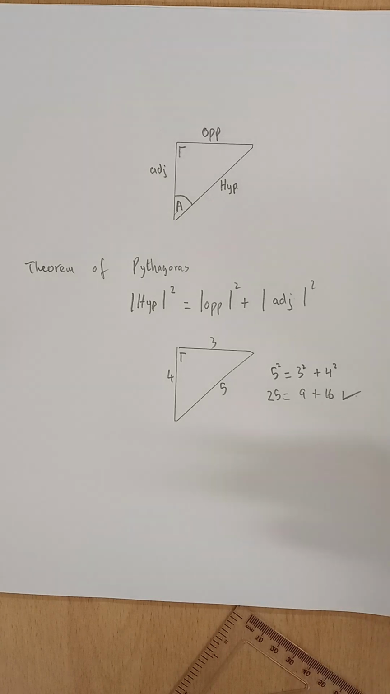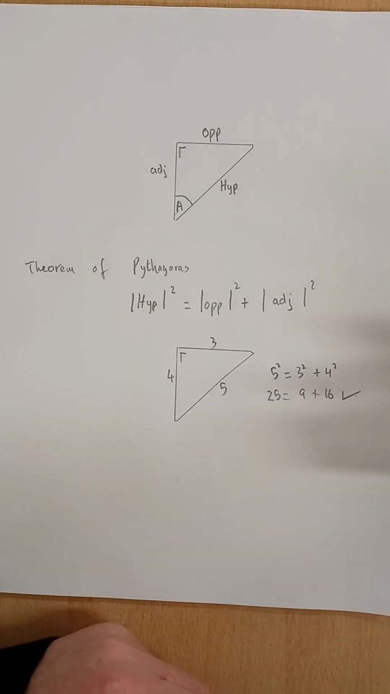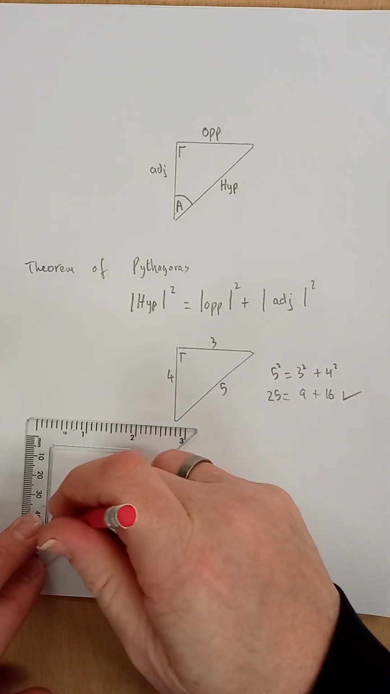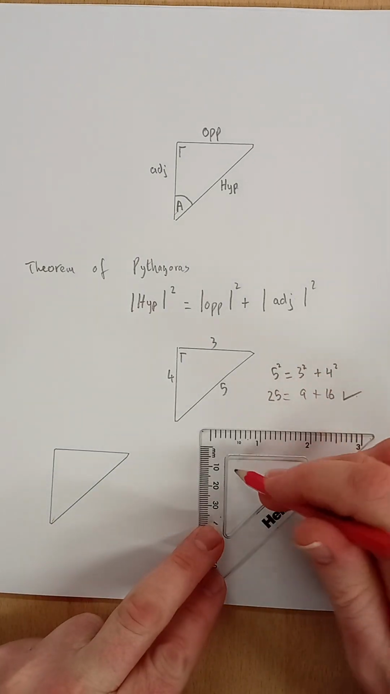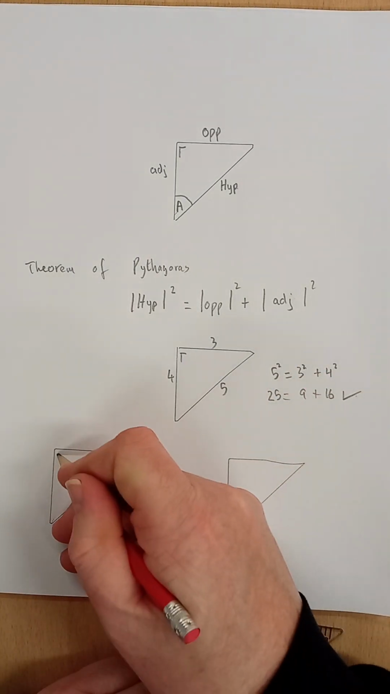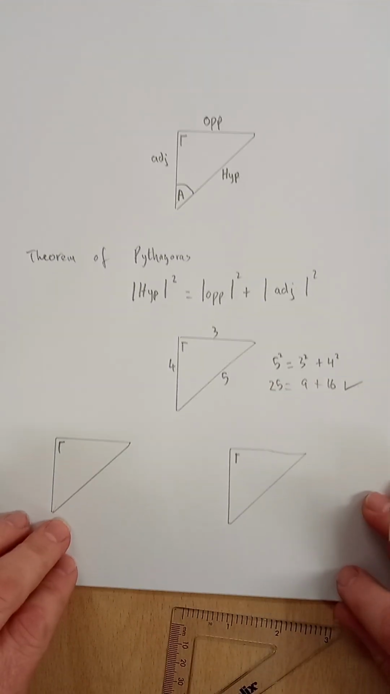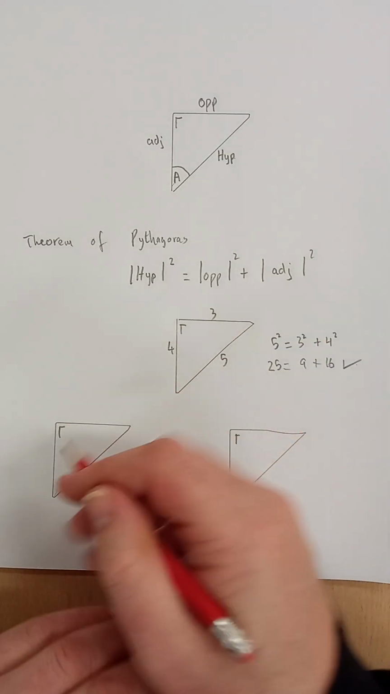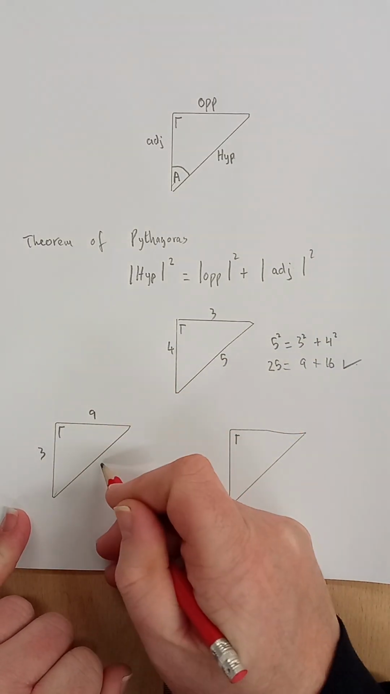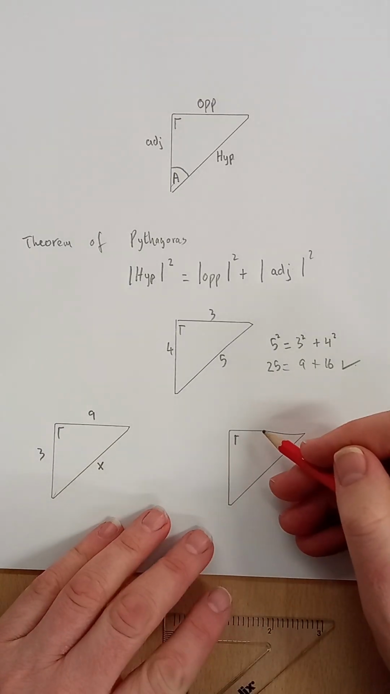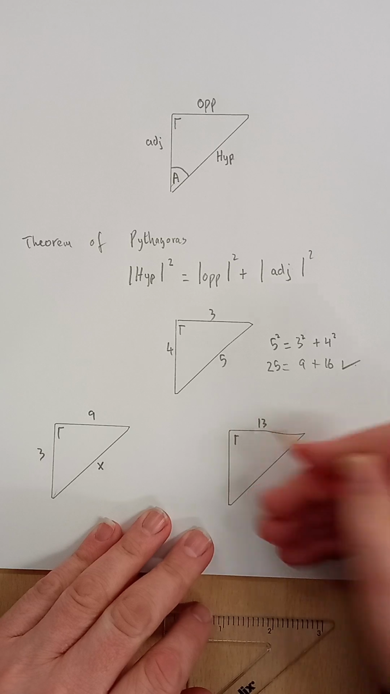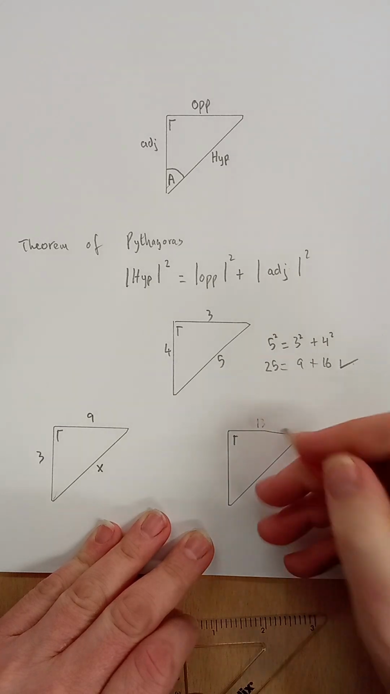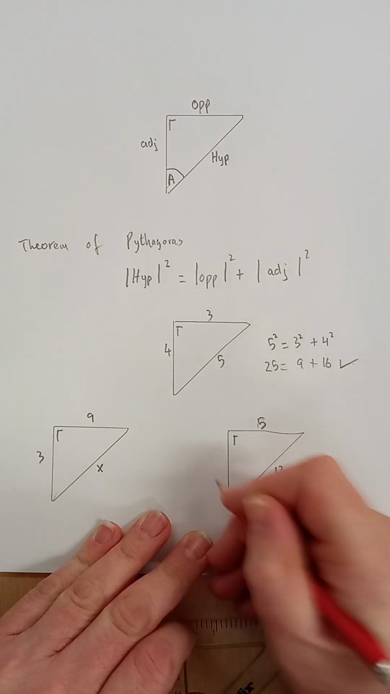Okay, now why do we use Pythagoras? We use Pythagoras because it's the quickest way to find the missing side if you know two of them. So I'm going to show you two scenarios here. Okay, these are both right angle triangles. In this case, let's say this is 3 and this is 9 and this is x. And in this case, this is 5, this is 13, and this is x.